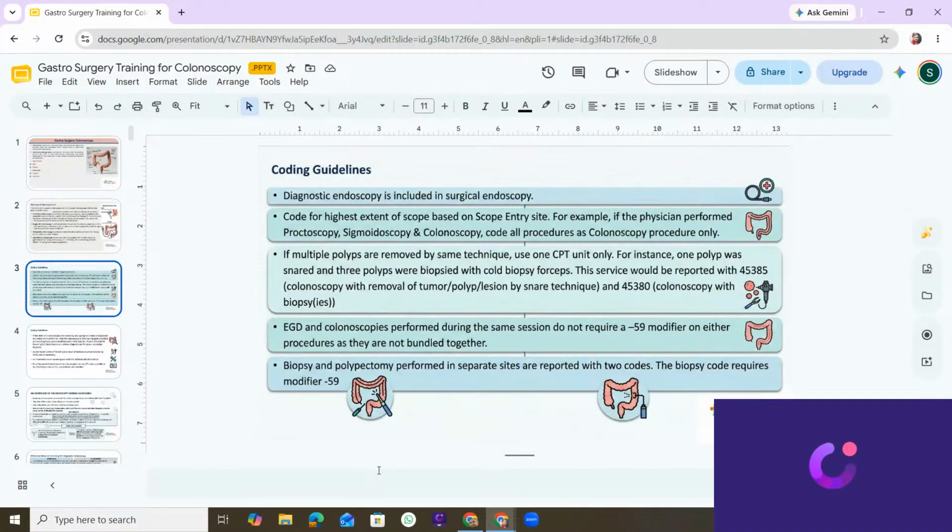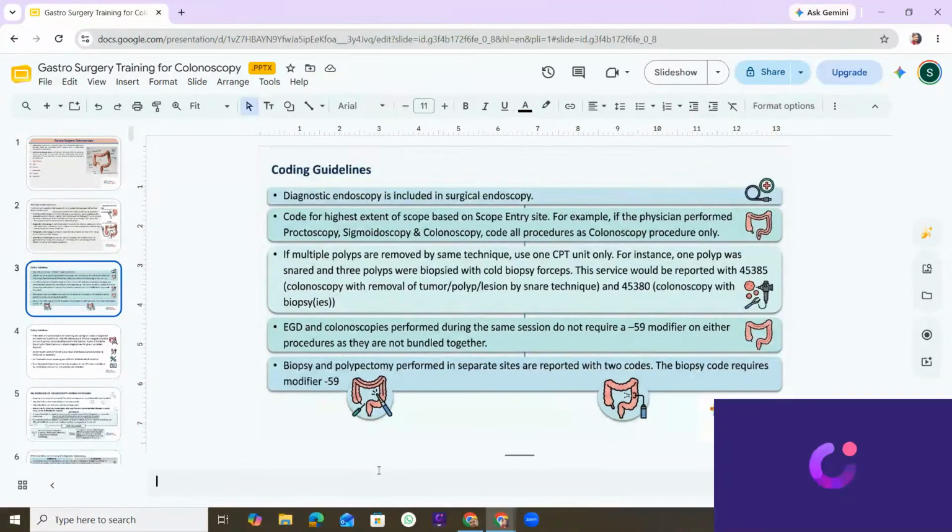Second guideline: if multiple polyps are removed by the same technique, use one CPT unit only. For instance, one polyp was snared and three polyps were biopsied with a cold biopsy forceps. This service would be reported with 45385, colonoscopy with removal of tumor or polyps or lesion by snare technique, and 45380, colonoscopy with biopsy. So both procedures will be coded together.